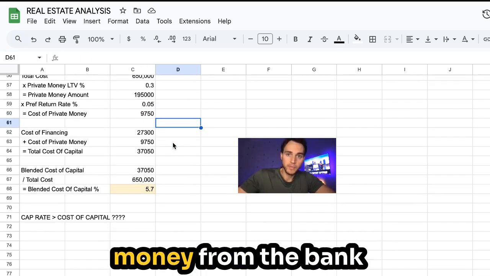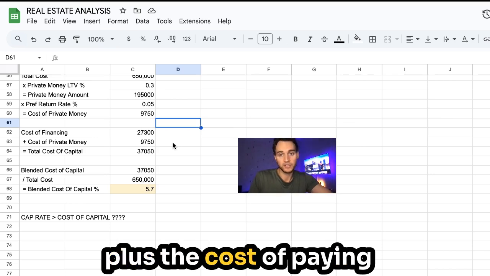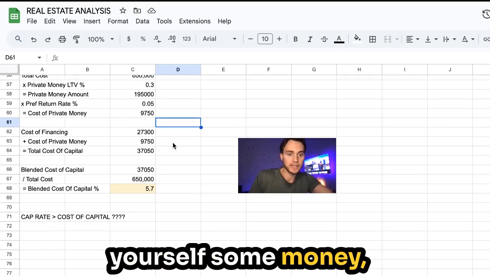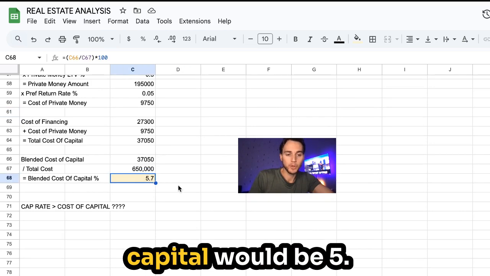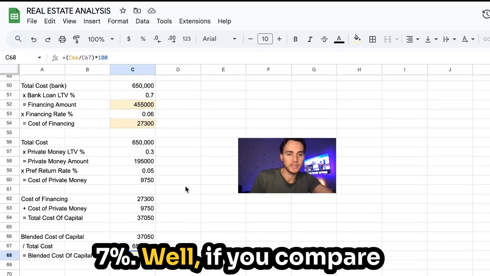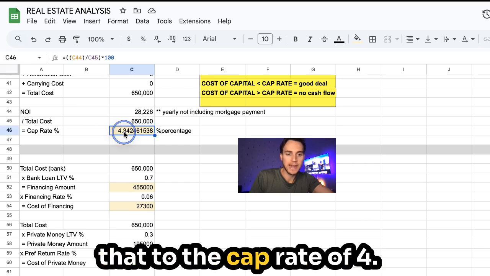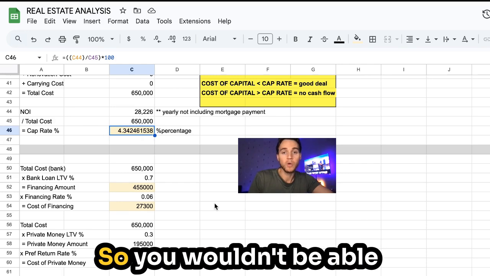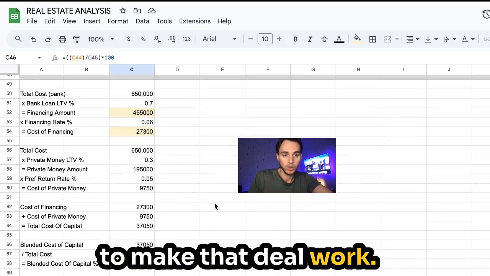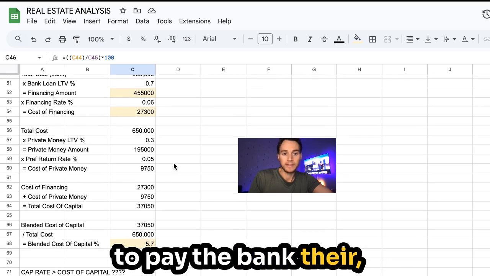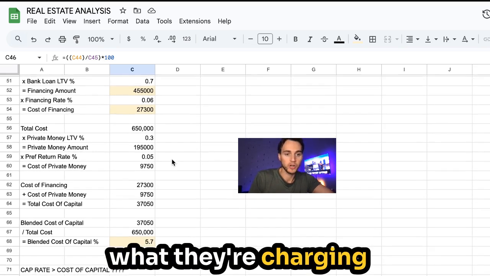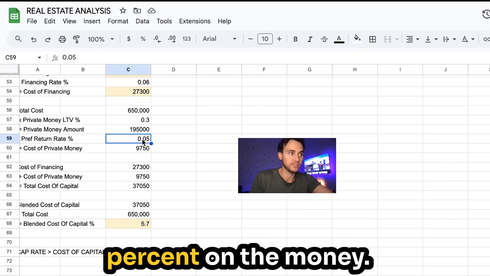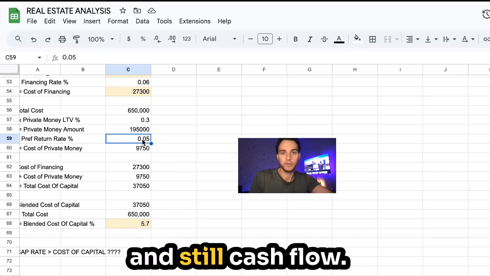So the cost of the money from the bank plus the cost of paying yourself some money, your blended cost of capital would be 5.7%. Well, if you compare that to the cap rate of 4.3, the cost of capital is more than the cap rate, so you wouldn't be able to make that deal work. You wouldn't be able to pay the bank their, let's say 6%, if that's what they're charging you, pay yourself a 5% on the money that you're putting down and still cash flow.